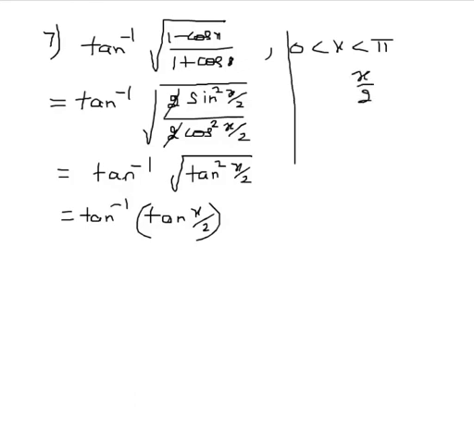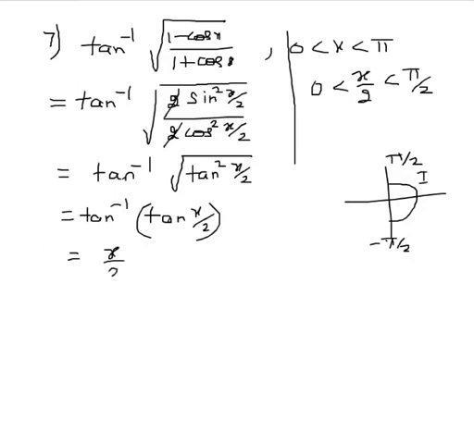Now we have to check for x by 2. Just divide throughout by 2. 0 by 2 is 0 and pi by 2. So 0 to pi by 2 is the first quadrant, which is a subset of the principal value branch of tan inverse. Principal value branch for tan inverse is minus pi by 2 to plus pi by 2. So I can cancel tan inverse and tan. The answer becomes x by 2. This is the simplest form.